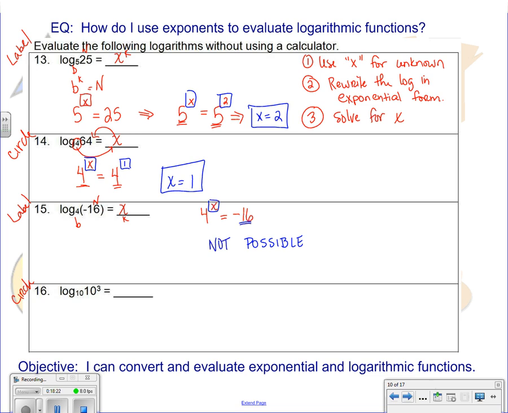Number 16, the log base 10 of 10 cubed. We must say it's equal to x, my unknown. Let's rewrite. Start with the base. This tells us 10 raised to the power of x is equal to 10 to the third power. My bases are the same. This means the exponents must be the same. So this tells us x is equal to 3.